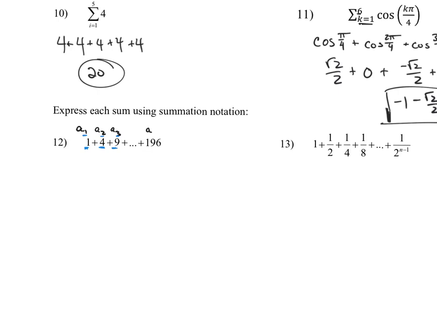If we were to continue that, 196 would be 14 squared, which means that we have 14 terms. So then we can use our summation notation. We'll start counting at 1. We'll stop counting at 14 because we have 14 terms. And we said that we get the term value by squaring the term number. So we write that as i squared, because i is the term number.